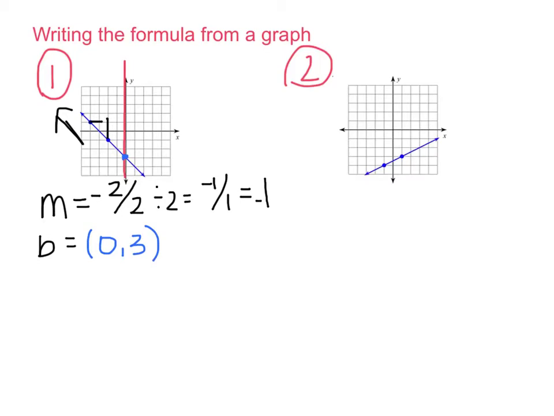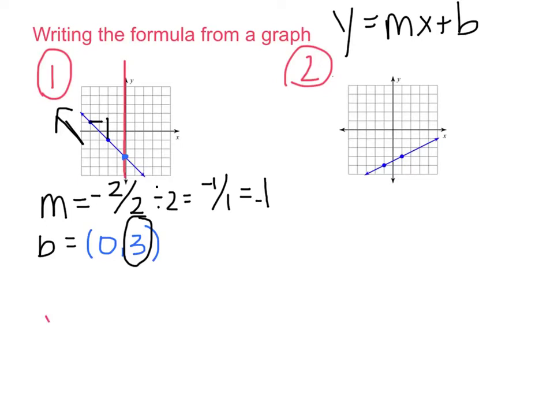So now the number that you are actually going to use for b is going to be 3. We don't care about the 0, we care about the 3. So now we know what m is, and b. So remember it's y equals mx plus b. So now we just plug in.